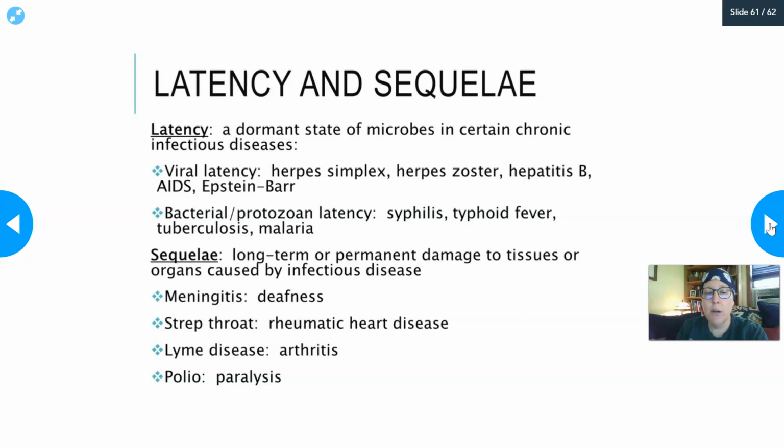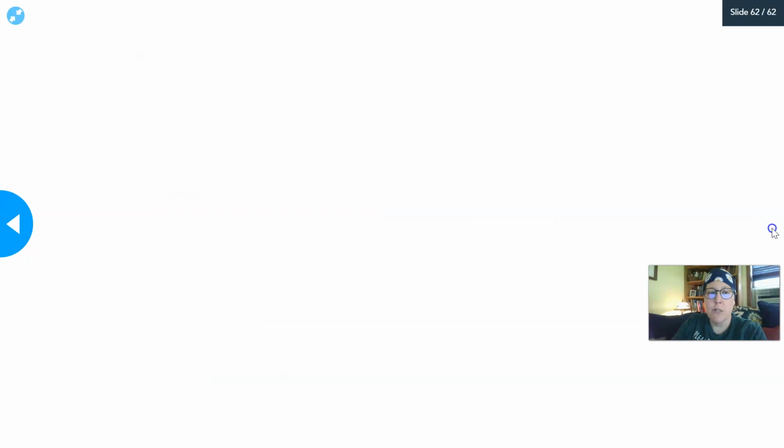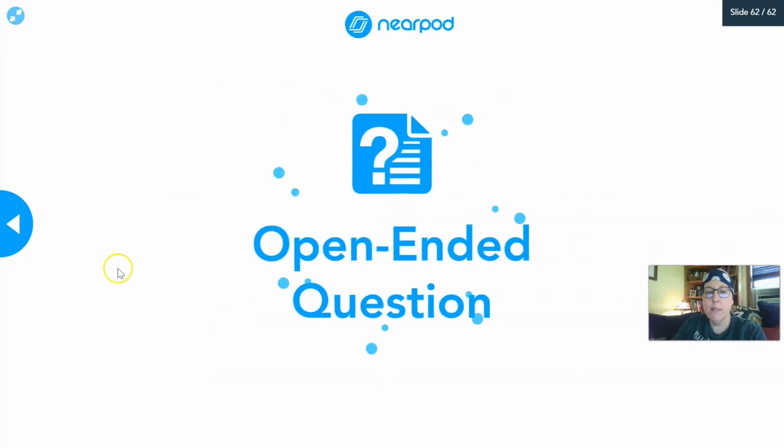And then sequelae are the long-term or permanent damage to tissues or organs that are caused by infectious diseases. Meningitis can cause deafness. Strep throat can cause rheumatic heart disease. Lyme disease can cause arthritis. Polio can cause paralysis, like in our case. And we're even seeing, for coronavirus, some kids having cardiovascular problems as a sequela of coronavirus infections. Okay, and that is the last slide.